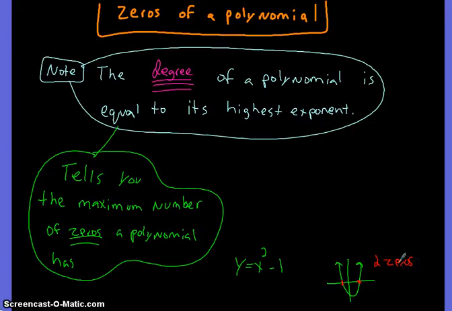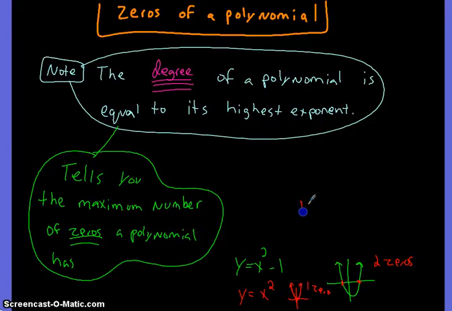So it tells you the maximum number of zeros a polynomial has. Because technically, some polynomials won't have that same number. They may have less than that. For example, I give you y equals x squared. But that graph looks like this. A little polynomial that sits down right there on the origin. It only has 1 zero. So you can't have more than its degree, but you can have less than its degree. You can't have more zeros than its degree.